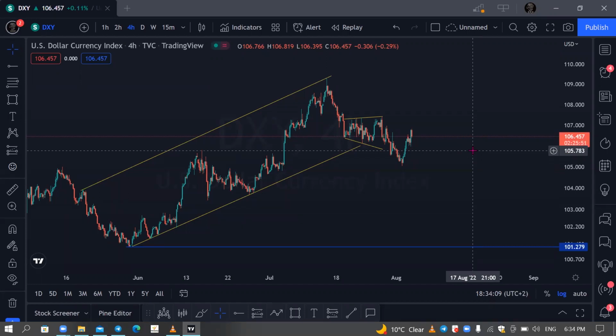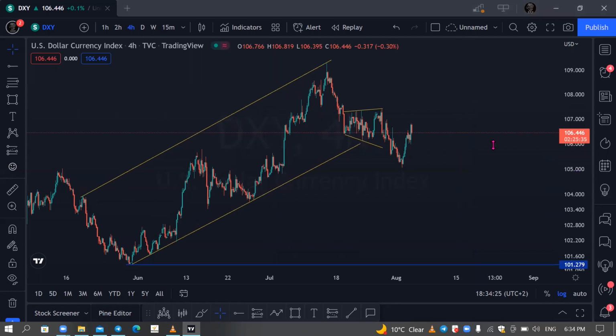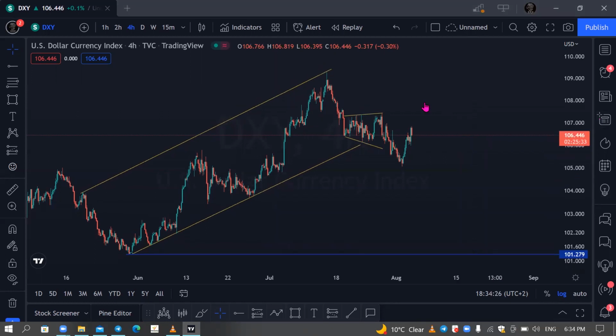So we are going to look at DXY, GBP USD and US 100. So now let's start with this one. It is the dollar index, which is DXY.